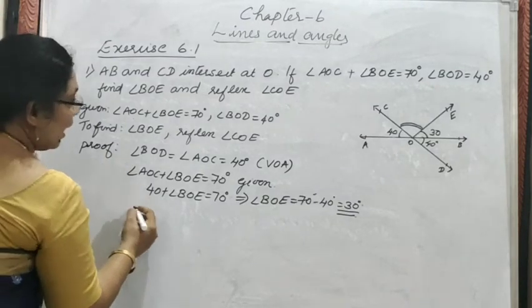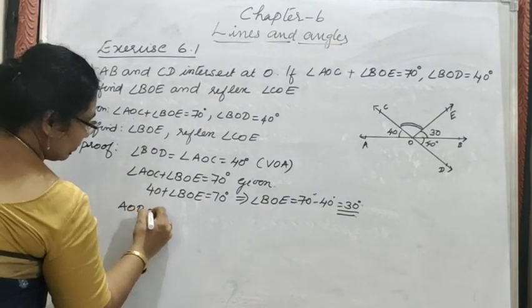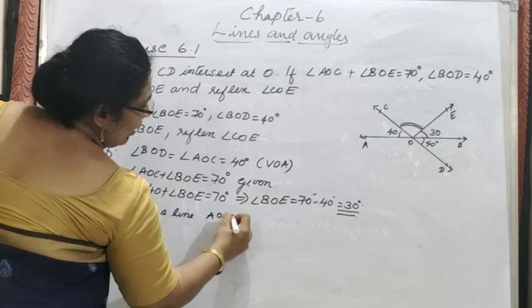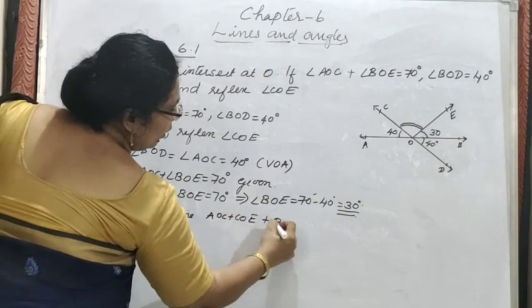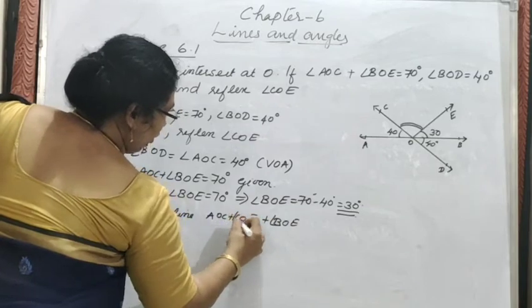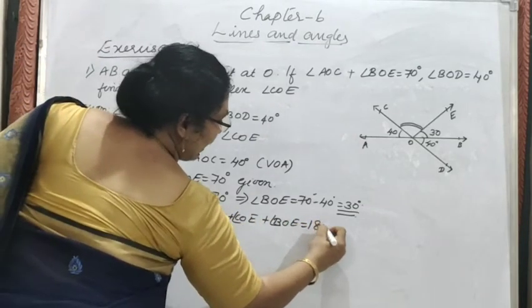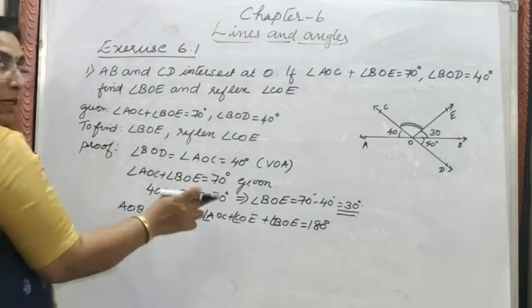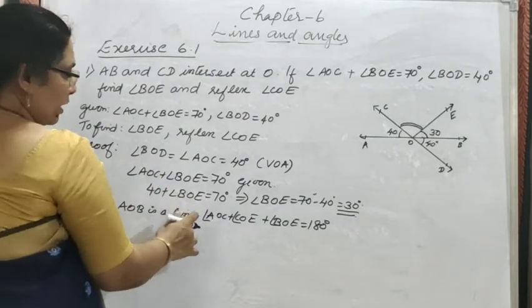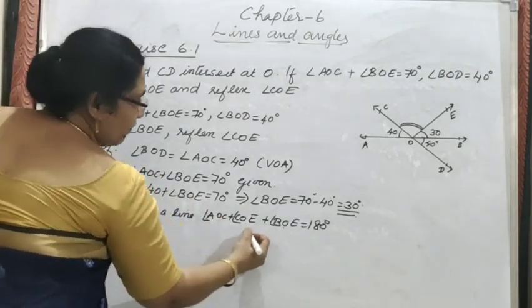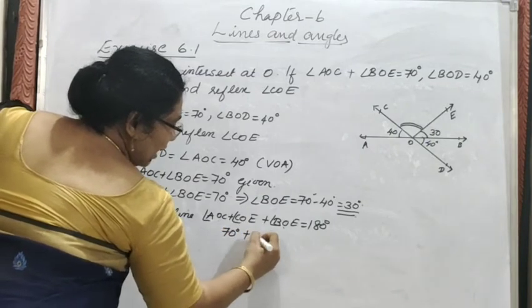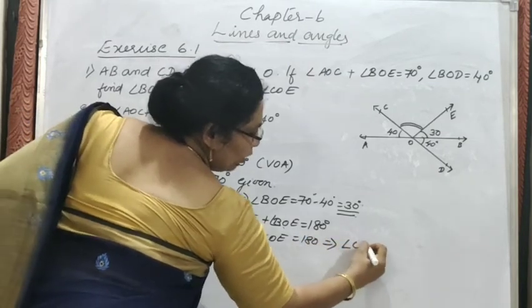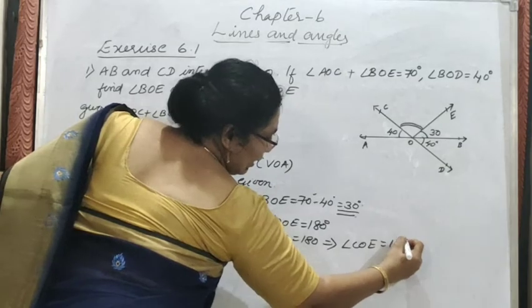So what I'll write here: angle AOB is a line, right? Therefore, AOC plus COE plus BOE equals 180 degrees. All are angles only. It is equal to 180 degrees. Already we have written line. I cannot write it is a linear pair because three angles are there. Linear pair means only two angles will come here. Three angles are there. And also AOC plus BOE is 70. So 70 degrees plus angle COE equals 180 degrees. This implies angle COE equals 110 degrees.